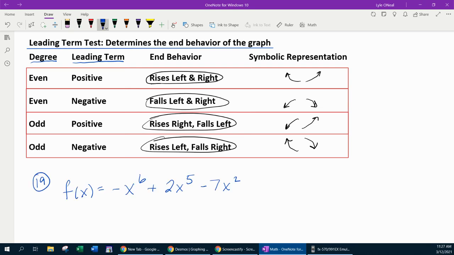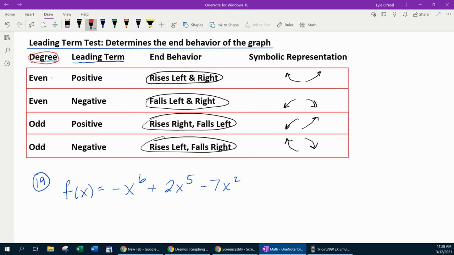All right, so we're going to look at number 19 from section 8.1. This would be like an example of maybe a homework or a test question where the instructions would say, determine the end behavior of the function. And again, to do that, the first thing you look for is the degree.